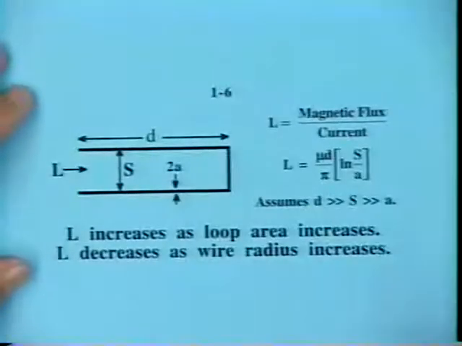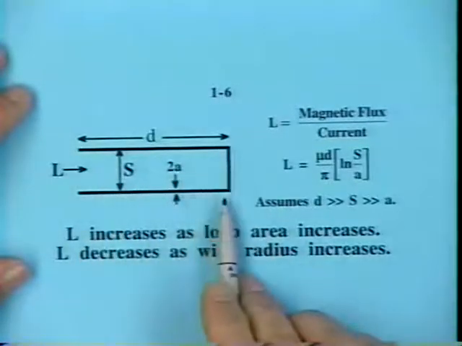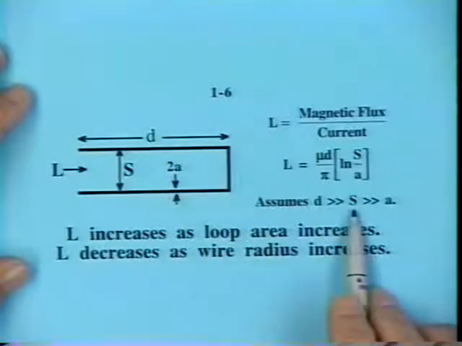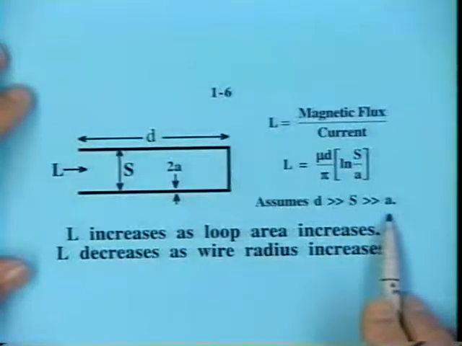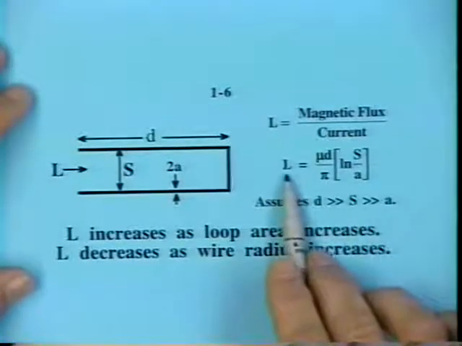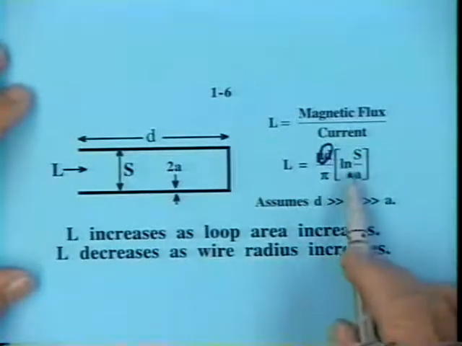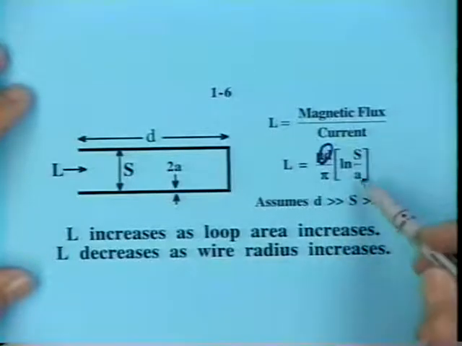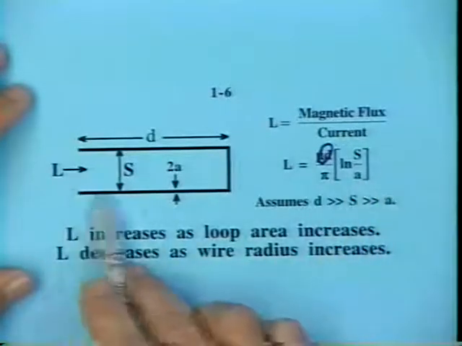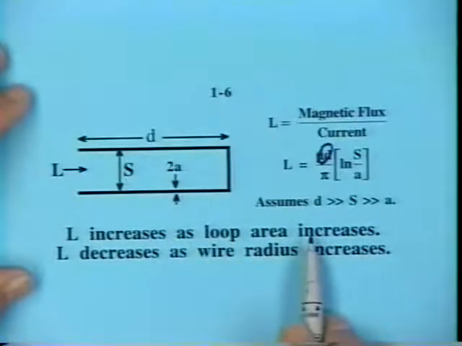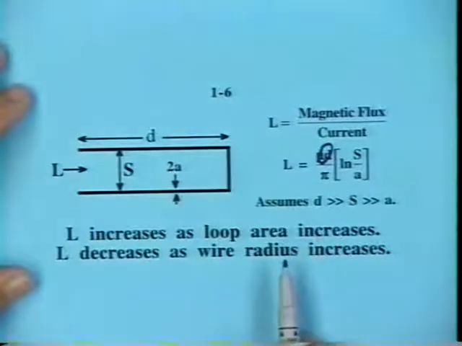I have a few formulas for you just to show you what inductance really depends upon. If you have two parallel wires, if they were shorted together, and if the wire length was large relative to the spacing, and the spacing between the wires was large relative to the radius, then the inductance would be proportional to the length of the wire and logarithmically proportional to the separation divided by the radius. So you increase the lengths of the wires, the inductance increases. You increase the separation, the inductance increases. You increase the wire size, the inductance decreases.